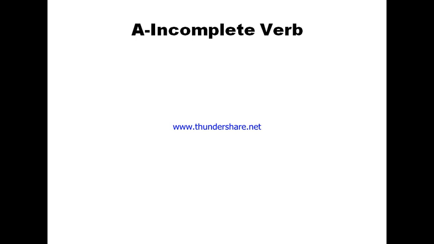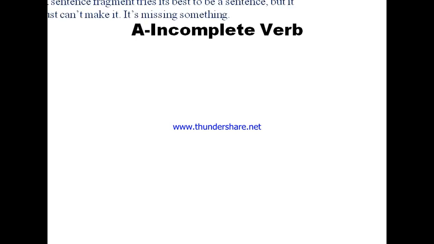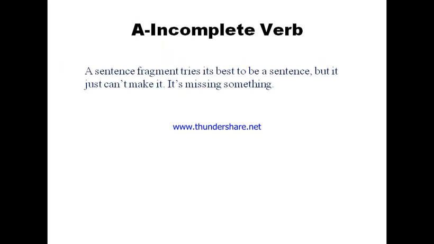So the first problem we're going to talk about is groups of words, we can't call them sentences, that have an incomplete verb or no verb at all. Always remember, a sentence fragment tries its best to be a sentence, but it just can't make it. It is missing something. And in this case, it is missing a verb.